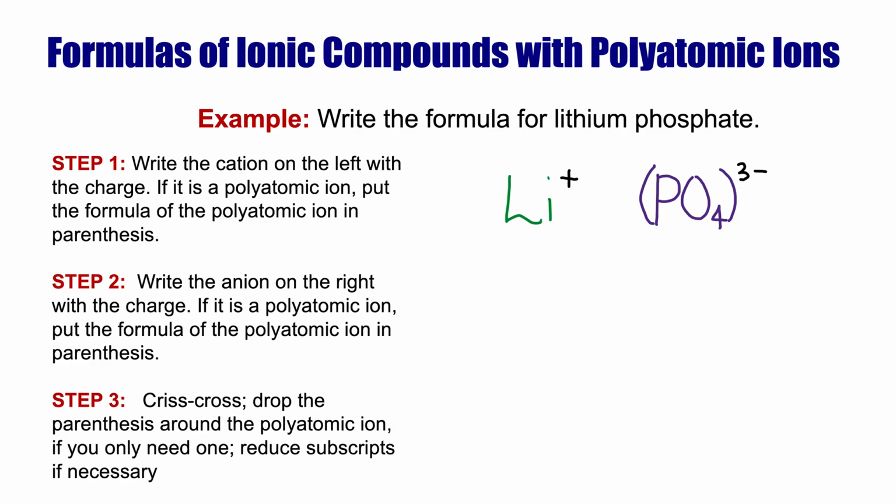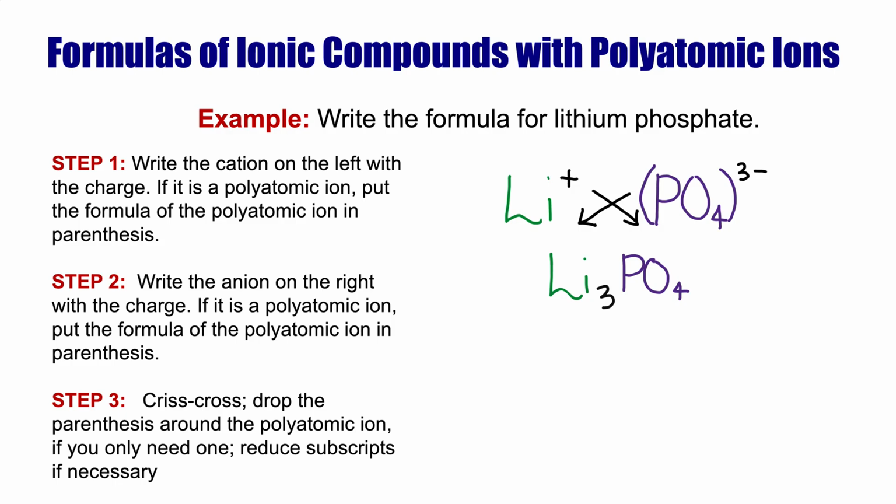So that 3 tells me that lithium needs 3 next to it as its subscript in the formula unit. That 1 right there tells me I only need 1 phosphate. If you need only 1 of the polyatomic ion in the formula unit, you drop the parentheses. However, if you need more than 1, keep the parentheses and put the subscript outside of the parentheses in the bottom right-hand corner.